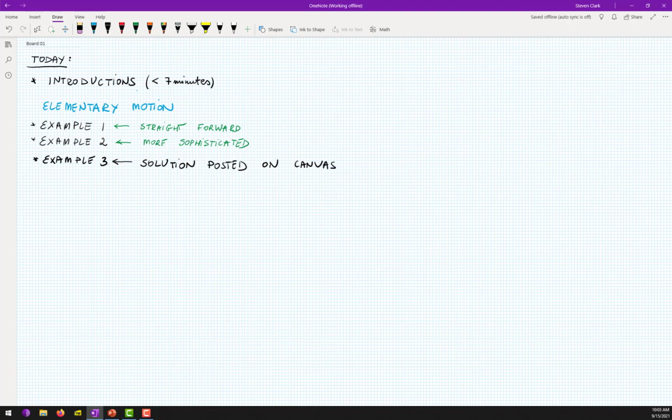Okay, let's get going. We already did introductions, so we can just eliminate that, and I will learn how to use that better in the future. How about example number 1? That is straightforward. Then we have example number 2 that is a little bit more sophisticated. Let's cover example number 1 very quickly, and then this one is on Canvas. That's the plan for today, and the topic is elementary motion.